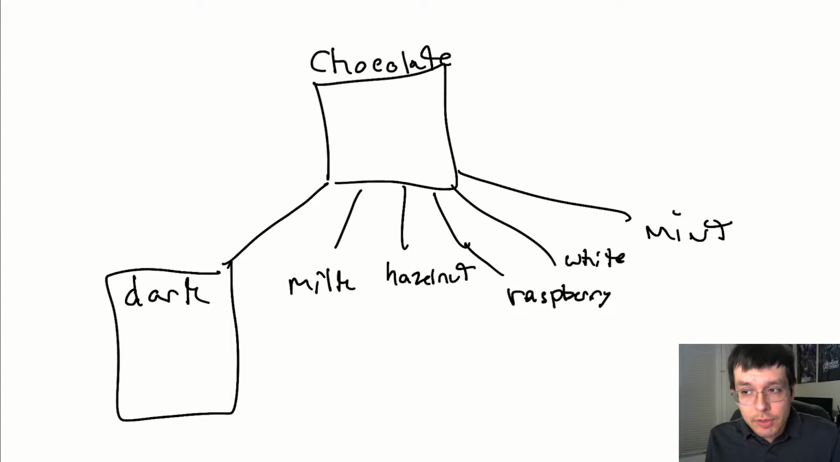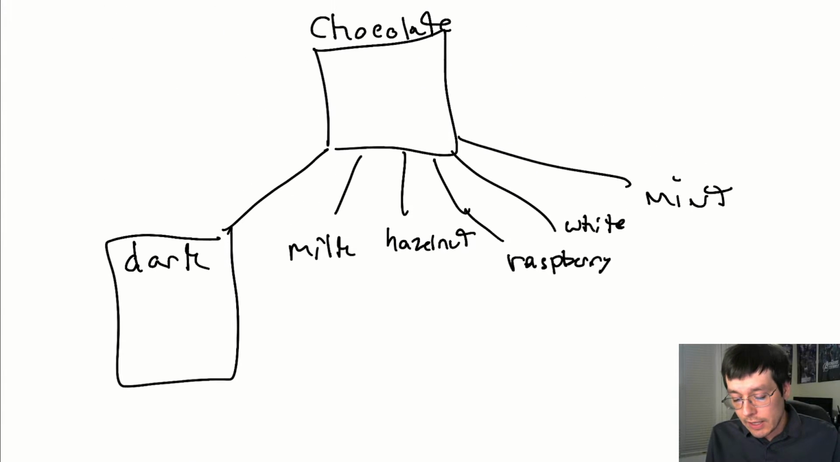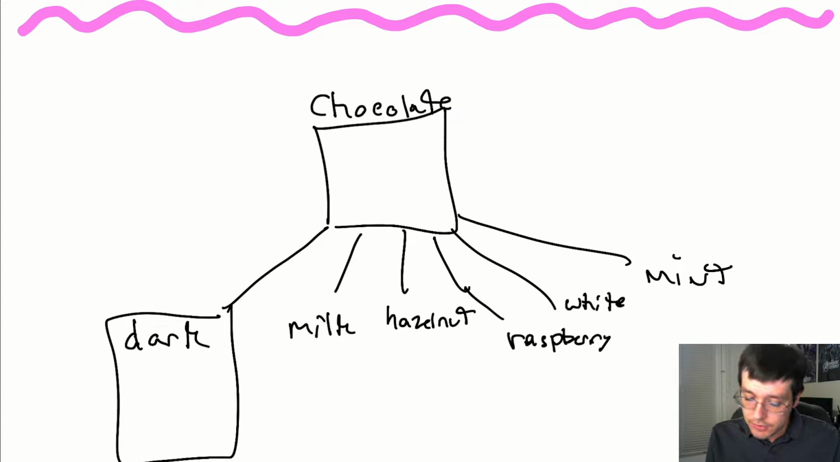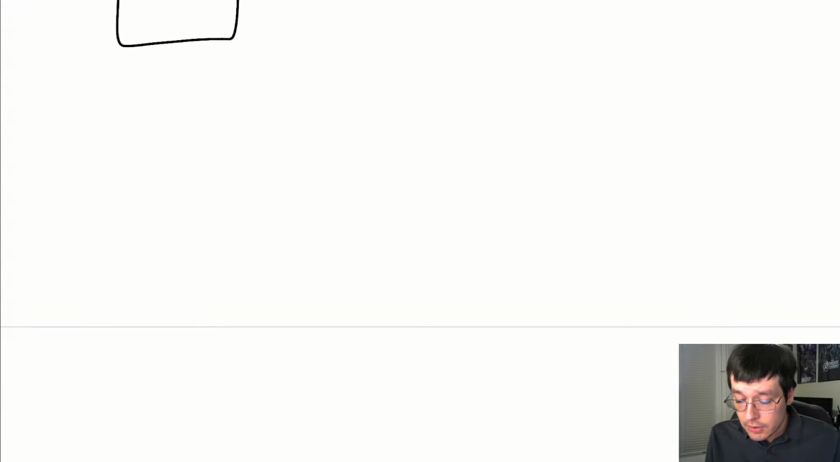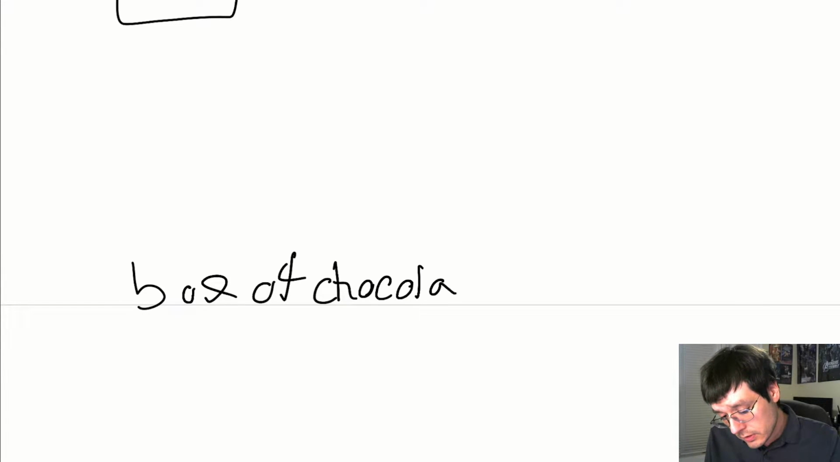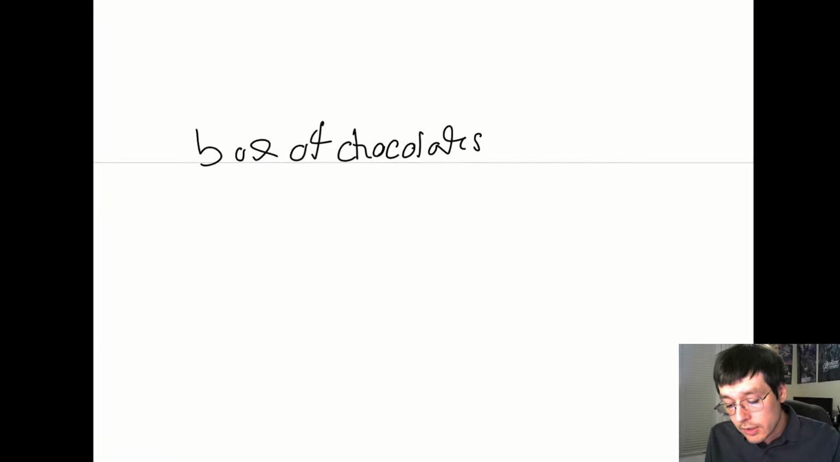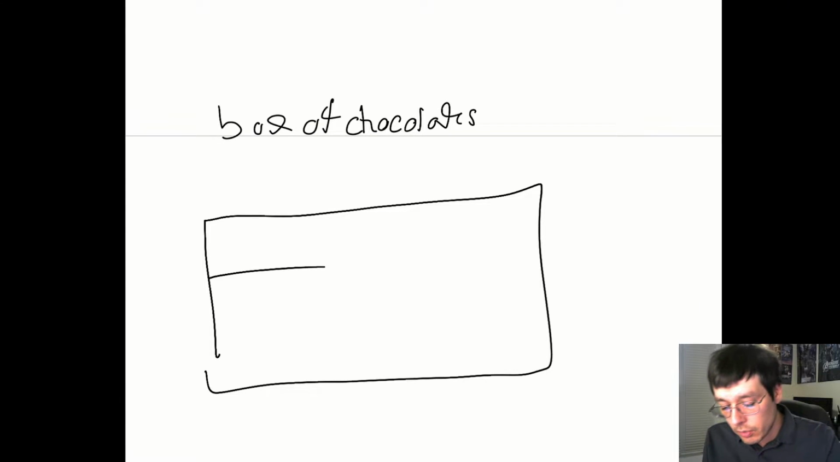Now, why am I doing this? Well, ultimately, you have the chocolate class, and then you have the 6 flavors of chocolate. You have one more class, which is going to be your box of chocolates. And what this class is going to be is basically a 2-dimensional array of pointers.